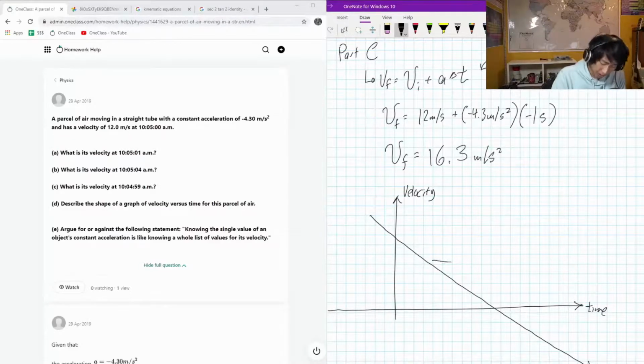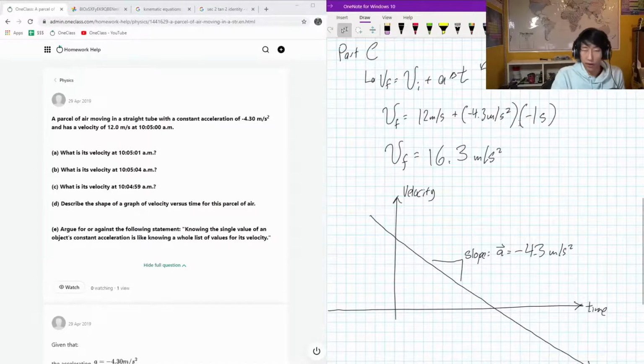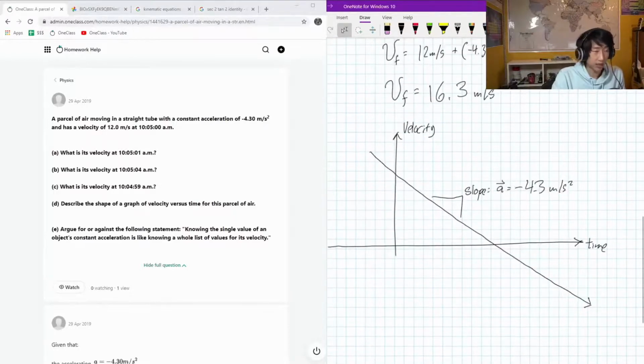And the slope of this is going to be the acceleration, which is going to be negative 4.3 meters per second squared. Okay, so yeah, that will be what the graph looks like. Just a downwards line for the deceleration. If it was a positive acceleration, it would be an upwards line and the slope would be positive.